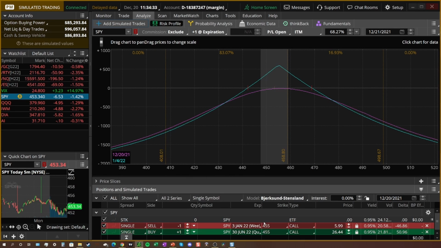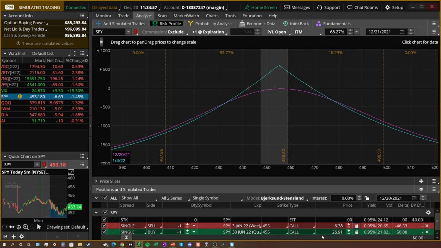So this is how a basic call calendar will look in the setup, right? We're going to look to sell, and I'm going to refresh these prices real quick. We're going to sell this short-term option for roughly $640, okay? And then we're going to buy that longer-term option for about $2,700. So it does potentially cost a bit to get into the trade, so this might not be for a lot of beginners. It just depends on where your account portfolio is.